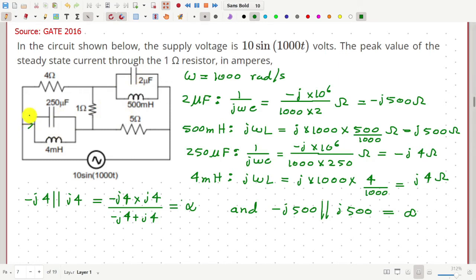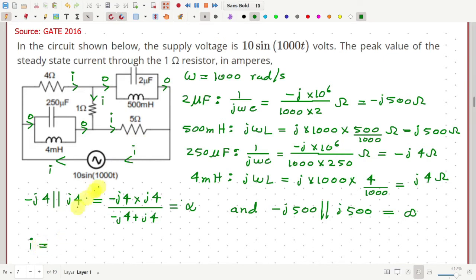So no current will flow here or here. Similarly, here also the current is 0, here also the current is 0. So the current will flow from the source in this path, from here, call it I, then it goes through this 4 ohm resistance, then through this 1 ohm resistance, and finally through the 5 ohm resistance back to the source. Okay, so how much will be this current I?